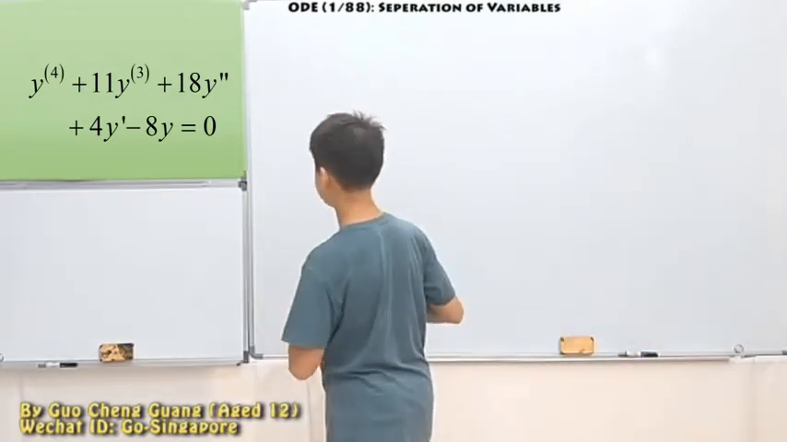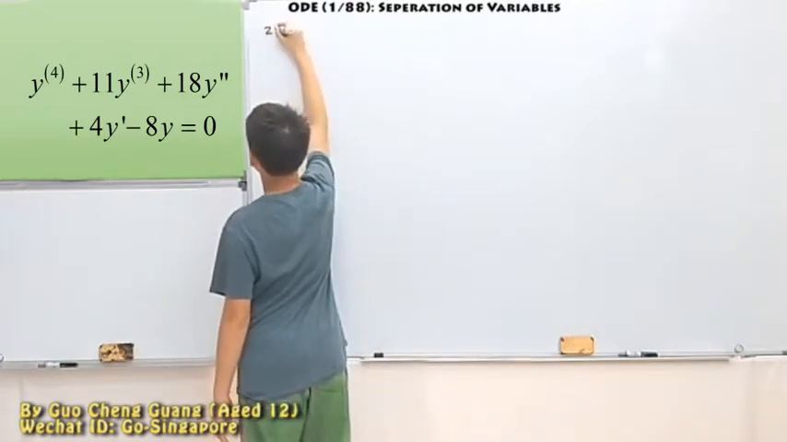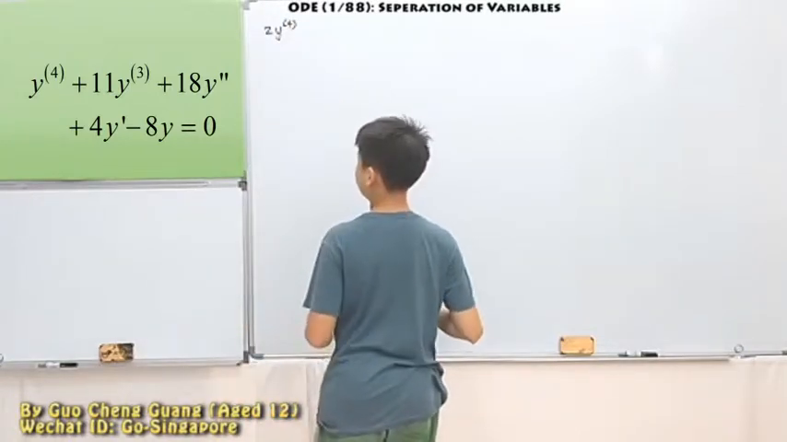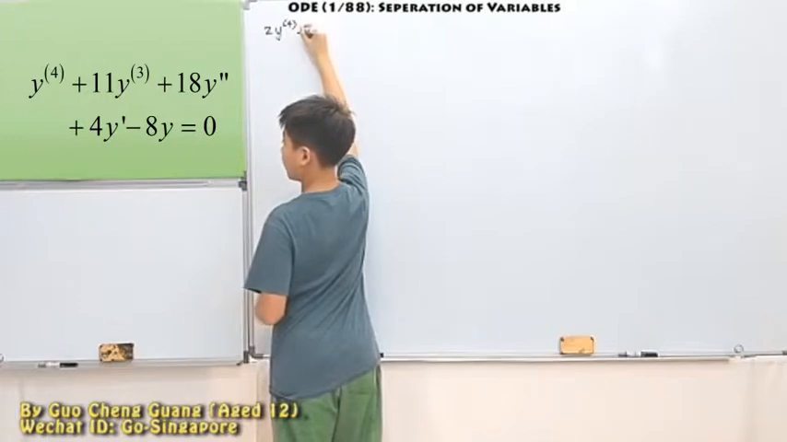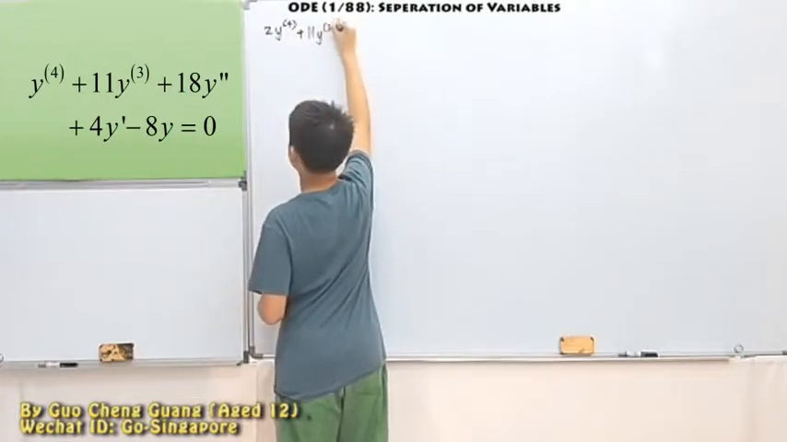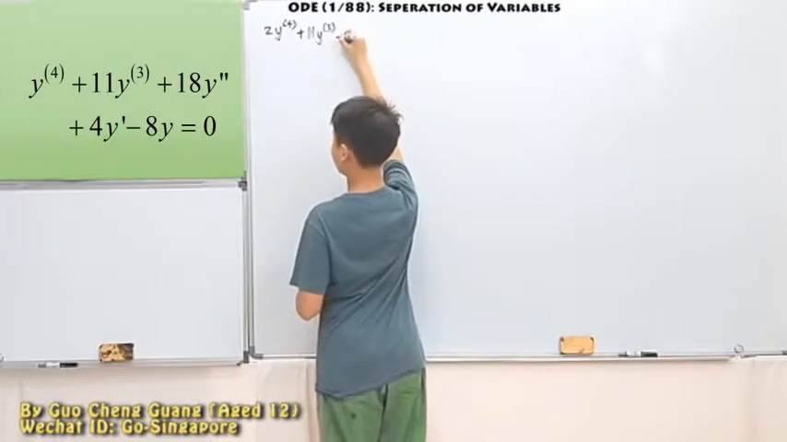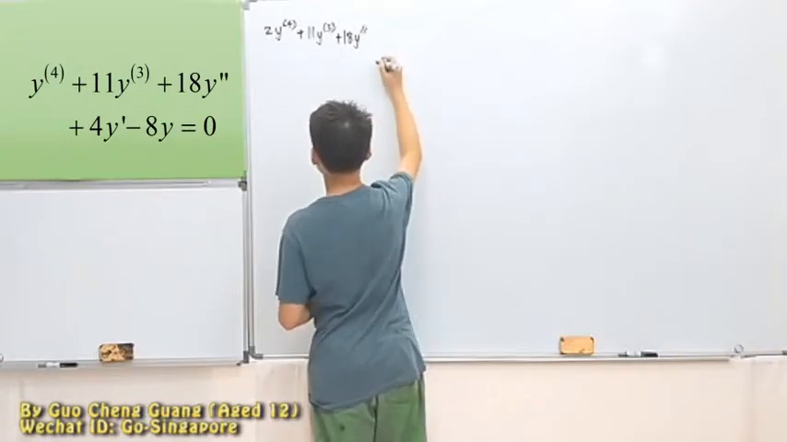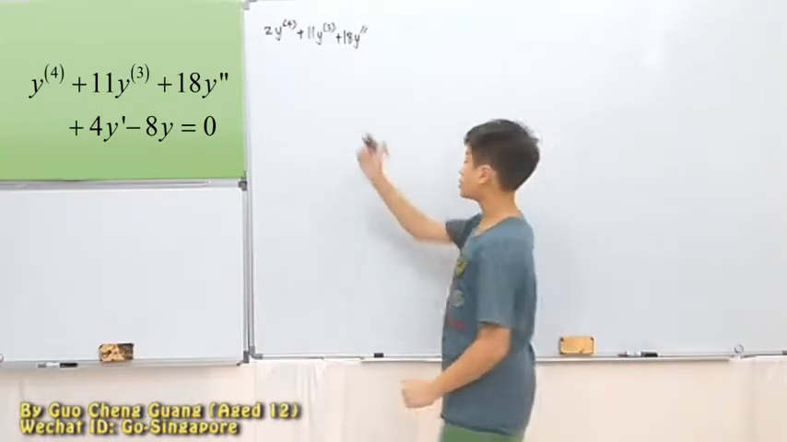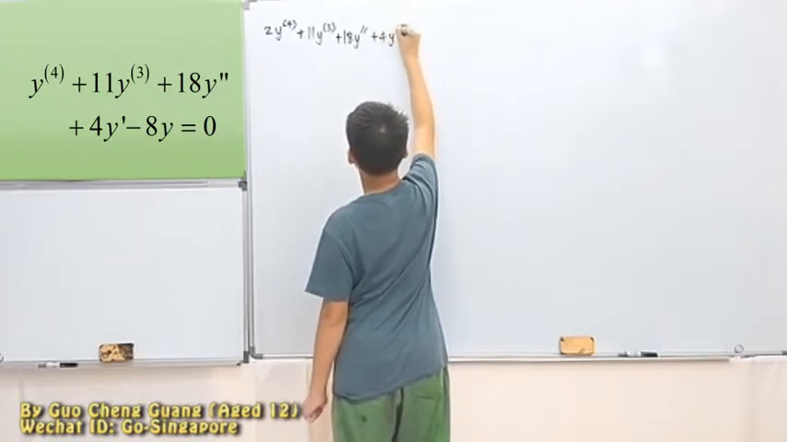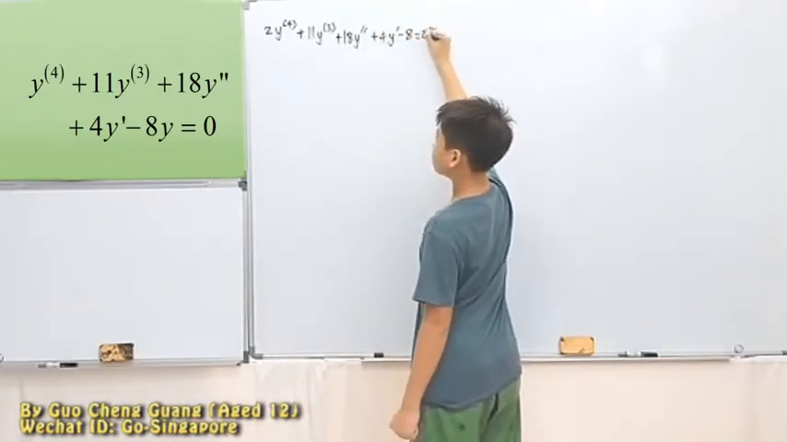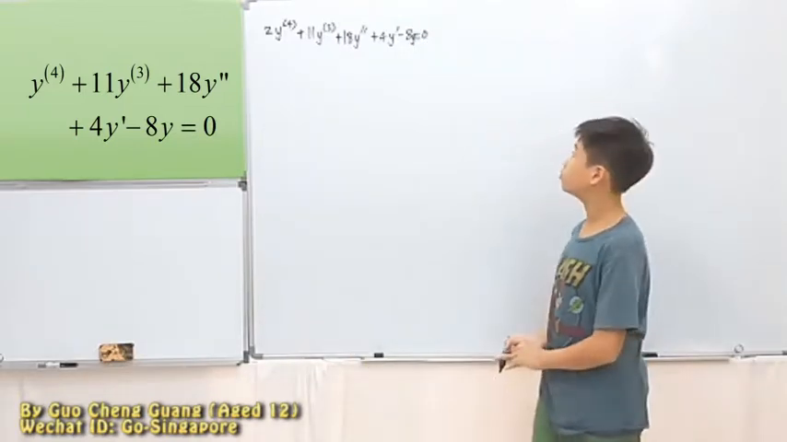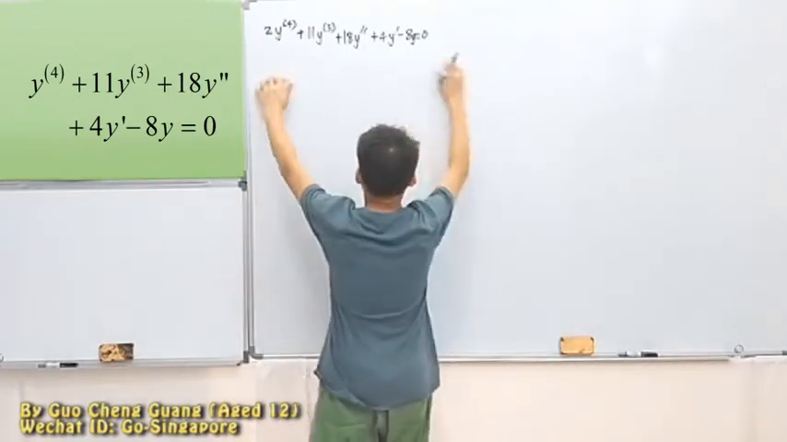So let me just write this down. This is 2 times the fourth derivative of y, then plus 11 times the third derivative of y, then plus 18 y double prime, that means you differentiate 2 times, plus 4 y prime minus 8 y, and this is equal to 0. So what kind of method can we use here?